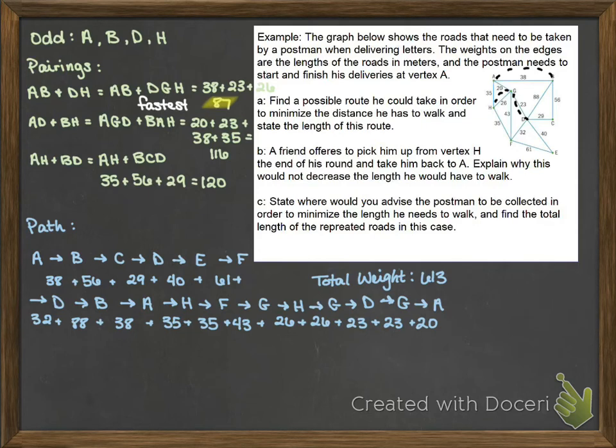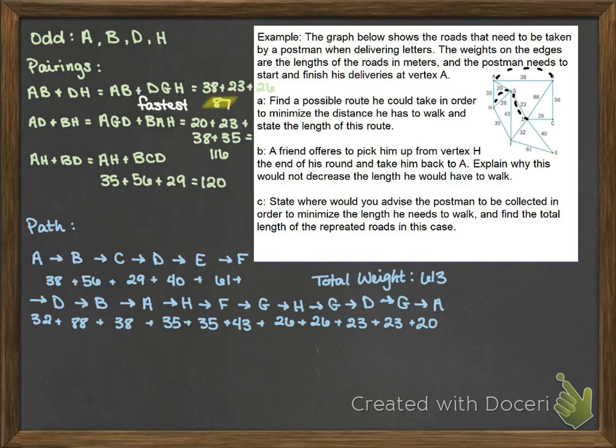So if you notice, we did have A in there more than twice. It was in the middle as well as the start and the end, and that's because A was one of our odd vertices, and so we did have a link back in, and that's why it appears more than twice. So adding that together, we have a total weight of 613.